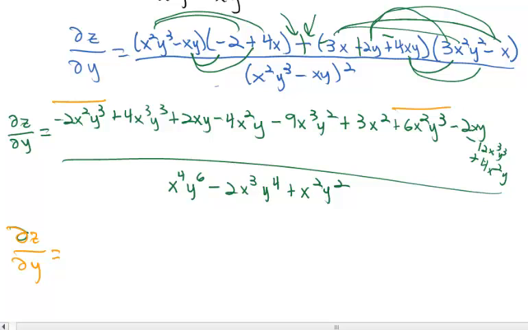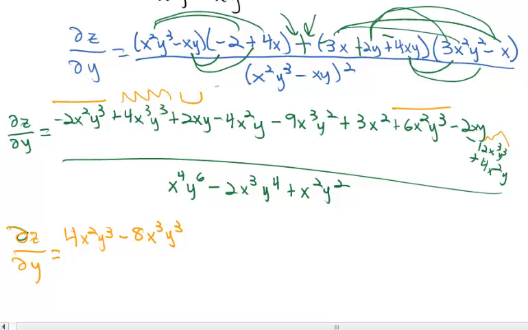Got another set of them here. So negative 2 plus 6, that's going to be 4 of these x squared y cubes. Then we've got 4x cubed y cubed. And then over here we've got minus 12x cubed y cubed. So that's going to be negative 8x cubed y cubed.